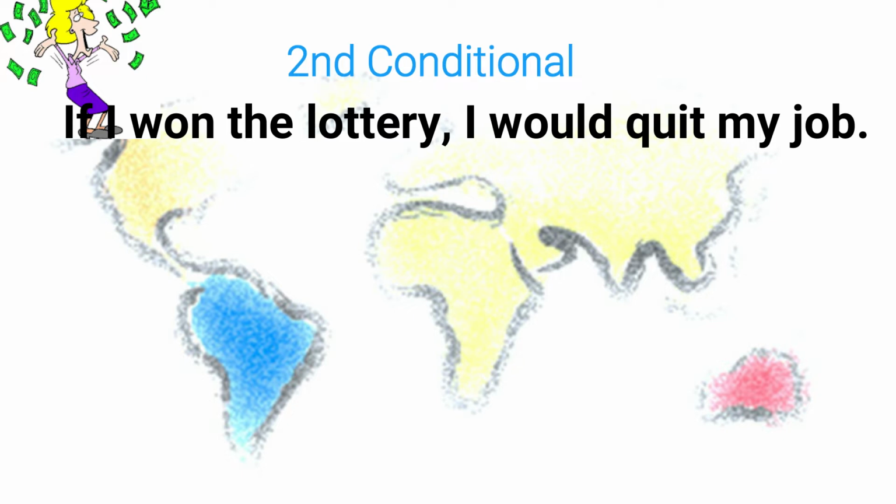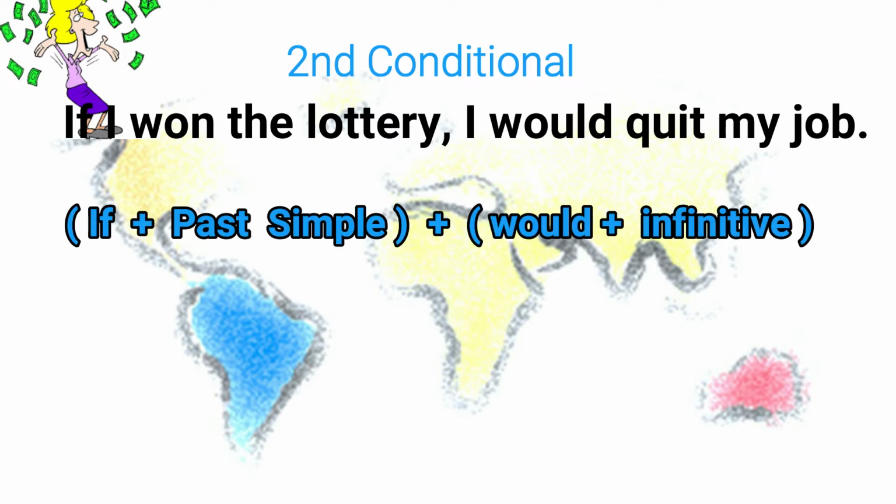To form a sentence in the second conditional, we're going to start our action clause with if and follow it by a verb conjugated in the past simple. In the consequence, I'm going to use my modal would, which is also followed by an infinitive or the base form of the verb. Let's look at a couple more examples of the second conditional.